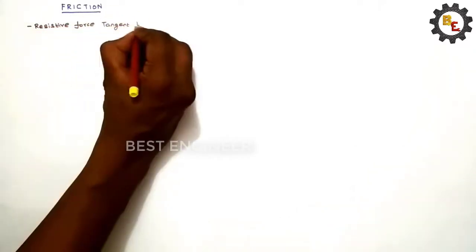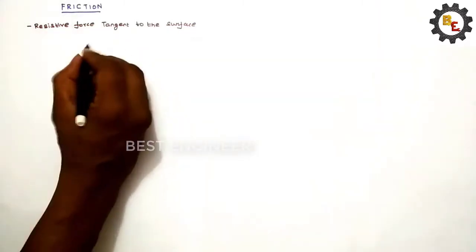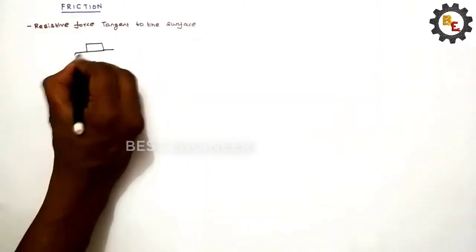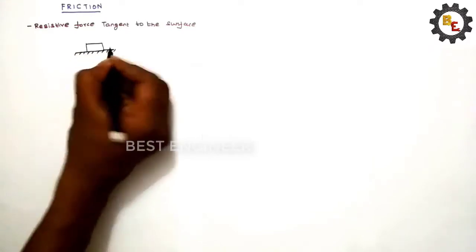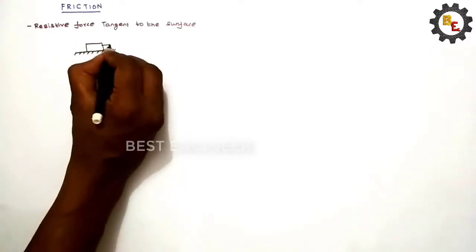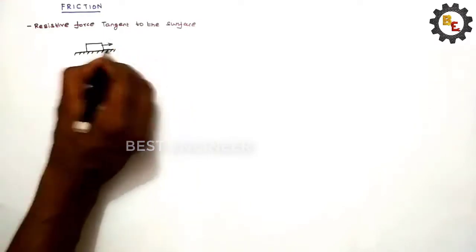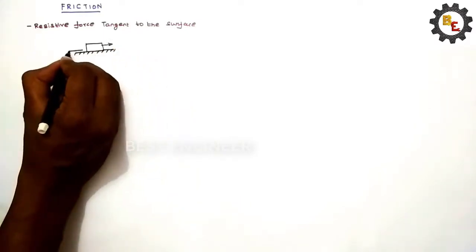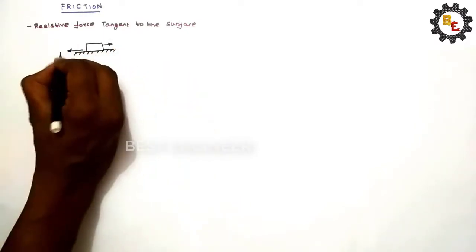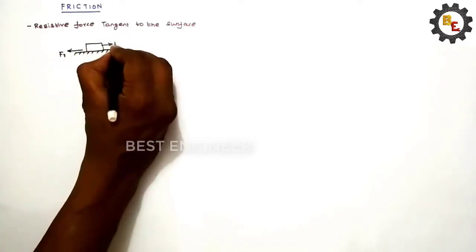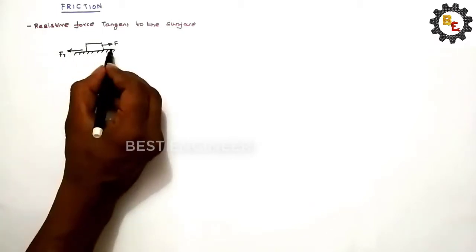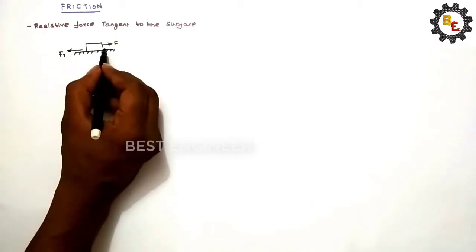Friction is a resistive force. Friction is the resistive force that is tangent to the surface. For example, there is an object over the surface. The object is moving in this direction. The friction will act opposite to the motion. This one is friction force, this one is applied force. The friction force always will be opposite to the direction of motion.